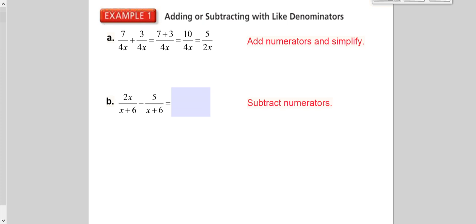Example 1b, 2x over x plus 6 minus 5 over x plus 6. Notice the denominators are the same. So keep the denominators the same and do the subtraction with the numerators. 2x minus 5. Well, those are not like terms. You can't subtract them. You just write it out, 2x minus 5 over x plus 6. And that's your final answer. And there's example 1.